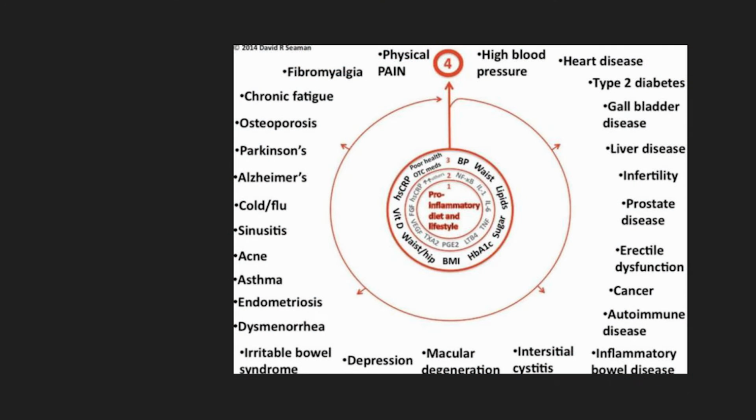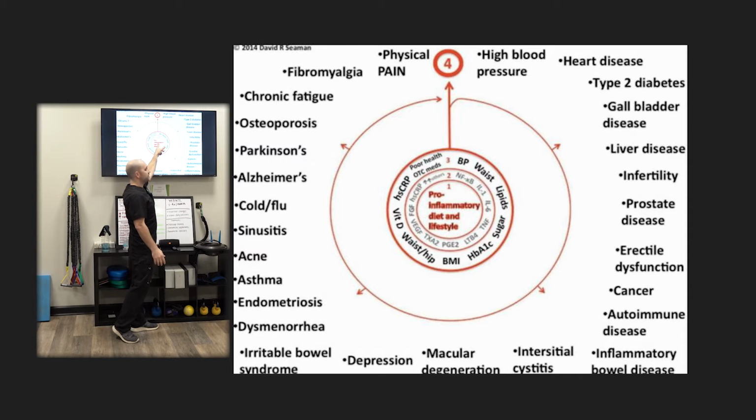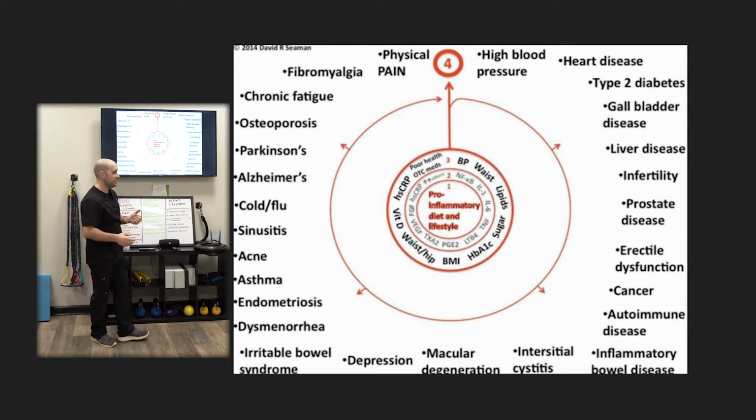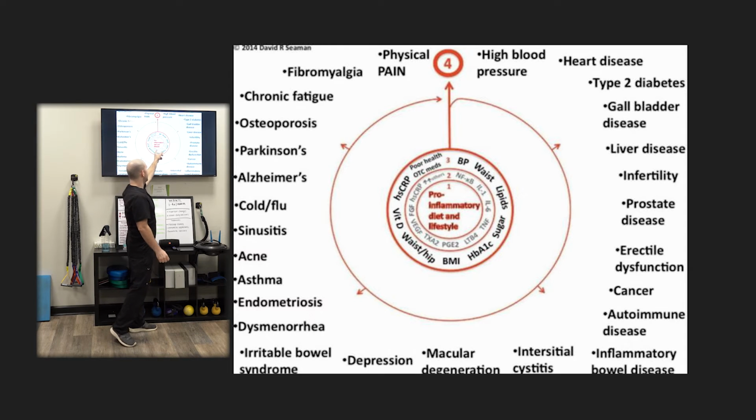All right. So this right here is basically how inflammatory responses can eventually lead to disease. We start in the middle of the circle here. This is number 1, a pro-inflammatory diet and lifestyle. That can be eating a standard American diet, not getting proper sleep, not getting proper hydration, not getting proper movement. And then slowly but surely all these blood markers start to increase.